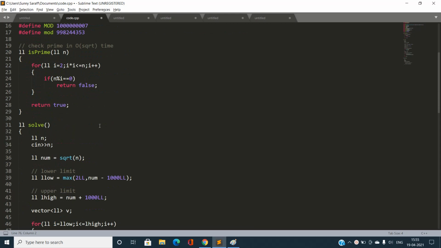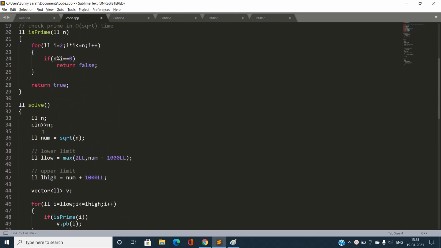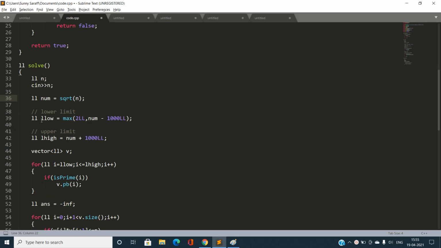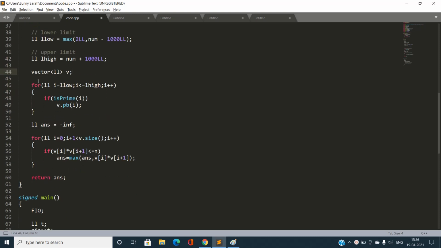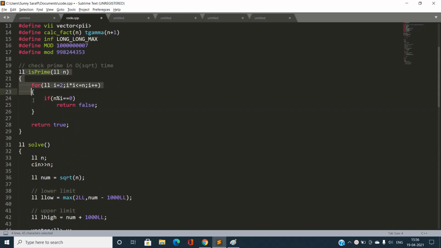Okay, so you can see I first find this num, which is actually the square root of n. Then I find the lower value, which is the max of 2 and num minus 1000. You can also take a more precise value like 300 or 400. And this is the upper limit, that is num plus 1000, and I find the prime numbers. I've called the is prime function, which basically checks primality in O of square root time.